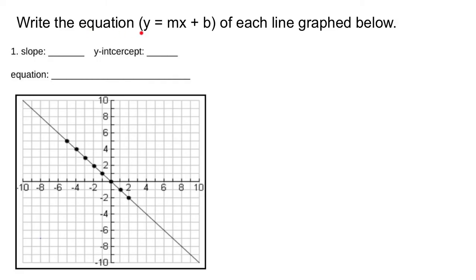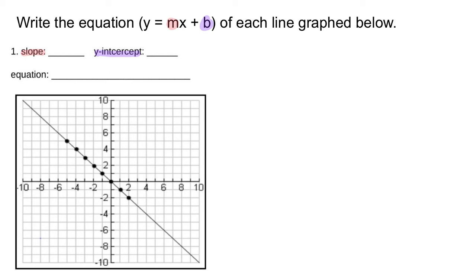So we're going to write the equation in the form y equals mx plus b of each line graphed below. On your paper, you have several graphs that you have to write an equation for. We're going to do one together, and you'll do the rest on your own. Looking at my line, I need to find the slope and the y-intercept in order to use this equation. We know that the slope corresponds to the m in the equation and the y-intercept corresponds to the b value. Let's look at our graph and see if we can identify those.